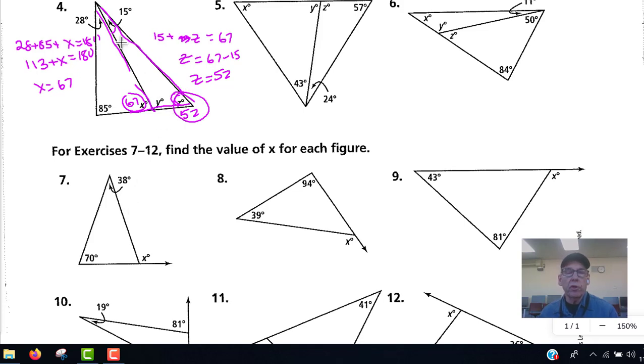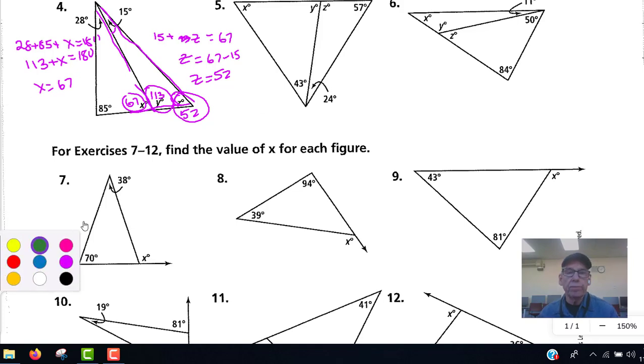And now we have a choice. We could do triangle sums. All three of these have to add up to 180. Or we could do linear pairs. If I do 180 take away 67, I get 113. So y is going to be 113 degrees.